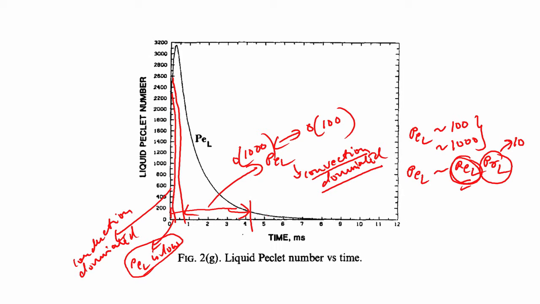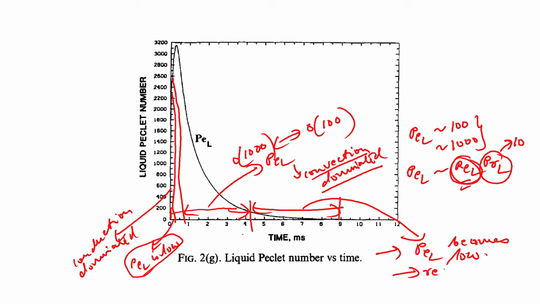But towards the end, towards this last stage, the tail of the distribution, the Peclet number once again becomes low. So here you can think that there is a reemergence of conduction. How can we validate this? Just by looking at the temperature profiles inside. If you look at the temperature profiles, then you know what is going on.